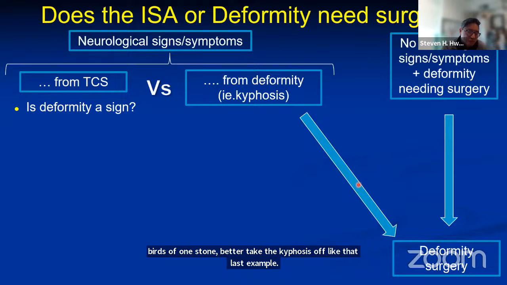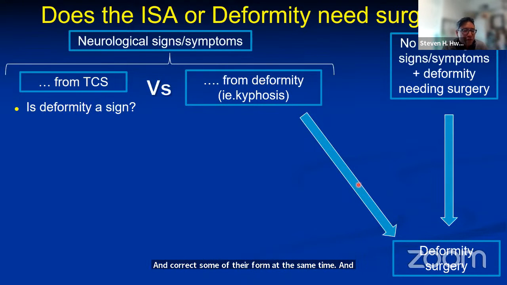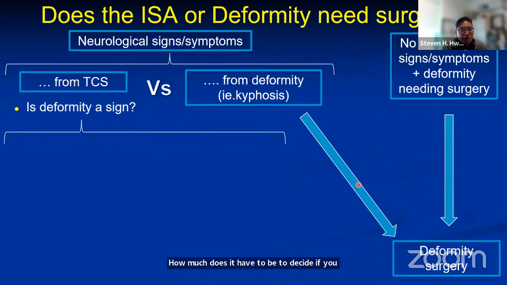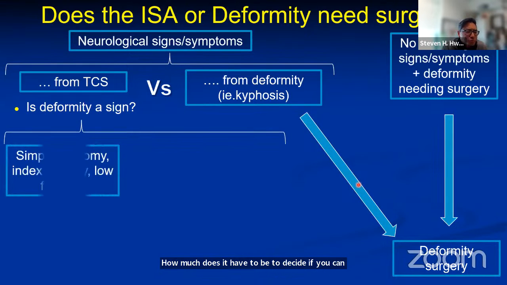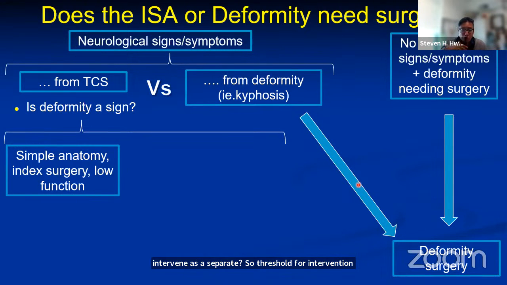And then the controversy, probably the debate, is whether deformity is a sign of the tethered cord, and that we could still debate. I personally think it probably is, and there probably is a contribution from it, but how much does it have to be to decide if you can intervene is a separate question. So the threshold for intervention is probably variable for each surgeon.